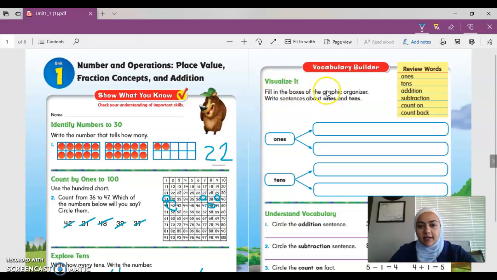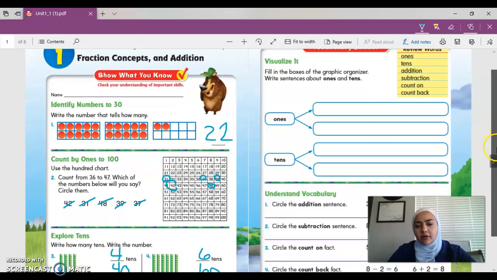Visualize it. Fill in the boxes of the graphic organizer. Write sentences about ones and tens. So ones, how do ones look? Are they sticks, or are they big squares, or are they cubes, or are they just one small square? Ones look like this. They're the small squares. Tens are the long rectangular sticks, and they normally have 10 lines in it.